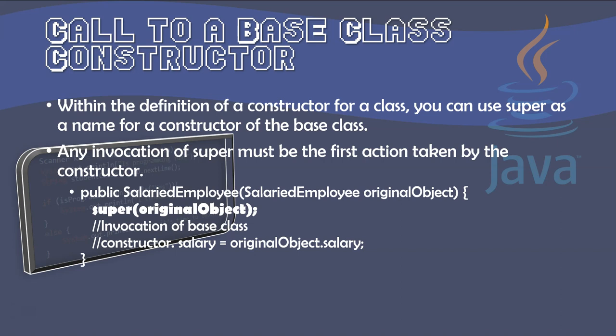Now, the nice thing about this is if we look at this example here, so this is public SalariedEmployee, and we have SalariedEmployee originalObject. I can do a super invocation of originalObject. All right, so that allows us to pass in an object of that base class, so invocation of base class. So, for example, constructor.salary becomes originalObject.salary. So this is, again, we're passing an object. It doesn't necessarily have to be an int or string or any other primitive type. These constructors can work the same way as any other class type of constructor where you can pass in different things. For example, our date object is a Date class, and we could pass in a date object here.